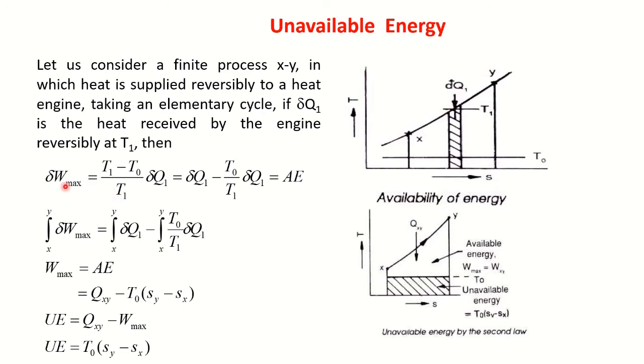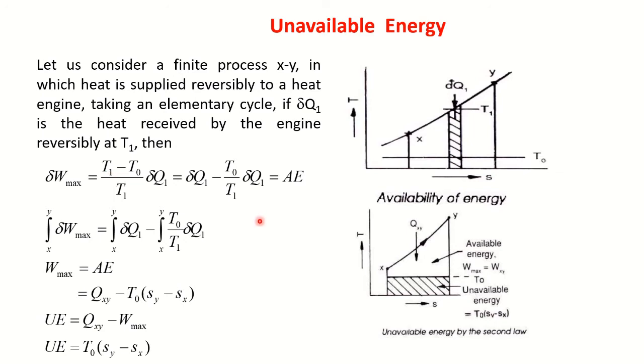So this I can write as: the heat supplied is delta Q1, at the corresponding temperature called T1. Then I reject the heat at temperature T0. So the efficiency of a reversible engine is T1 minus T0 by T1. However, this is the maximum, this is the dead state. So this efficiency is maximum, and the heat supplied delta Q1, if I multiply, I'll get the maximum work.